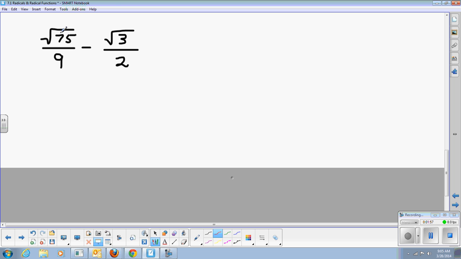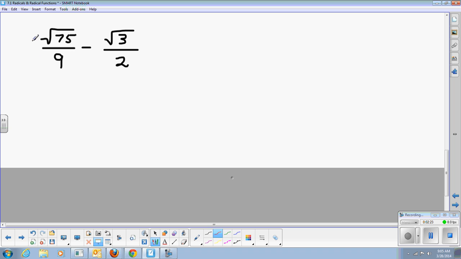The other thing that you can also look at up here is I do have a square root of 75 and I have a perfect square in there. So I could actually remove that factor first. I tend to prefer to try to find a common denominator first, so I'll be showing you that to start with. The common denominator here then would be 18ths. By counting by nines and counting by twos, 18ths would be the common denominator.